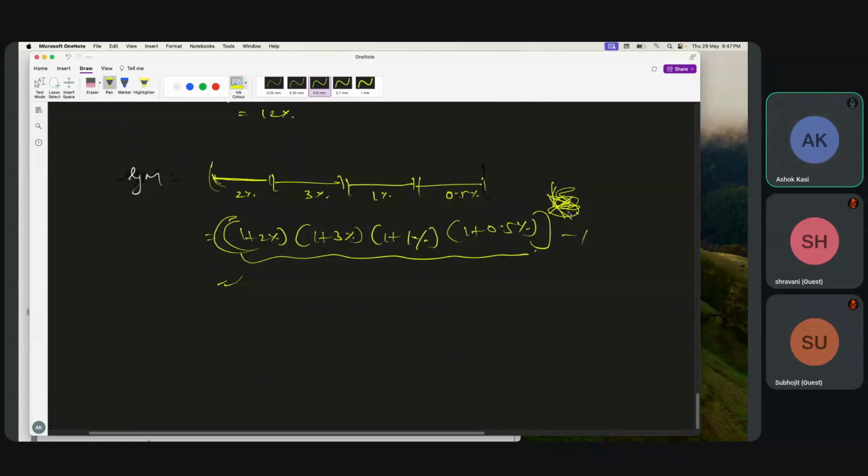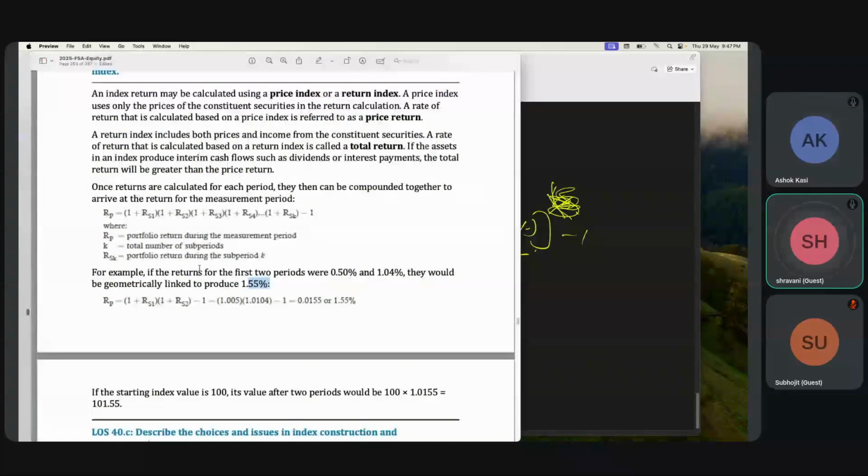Is it okay? Done? 11.42. Okay, so 11.42. Shravani, are you able to find it out? Yes, sir. Okay, fine. This is what it is.